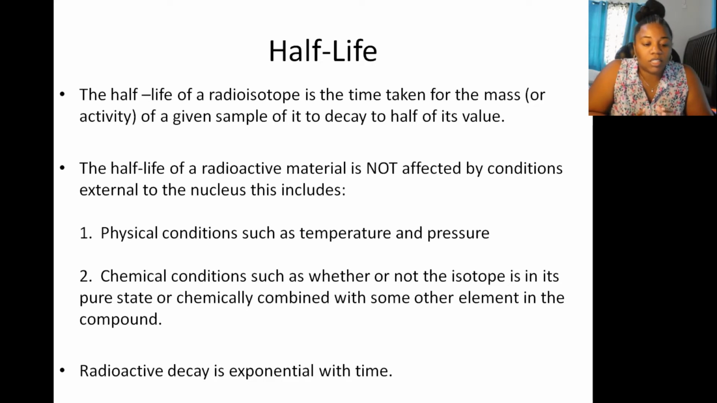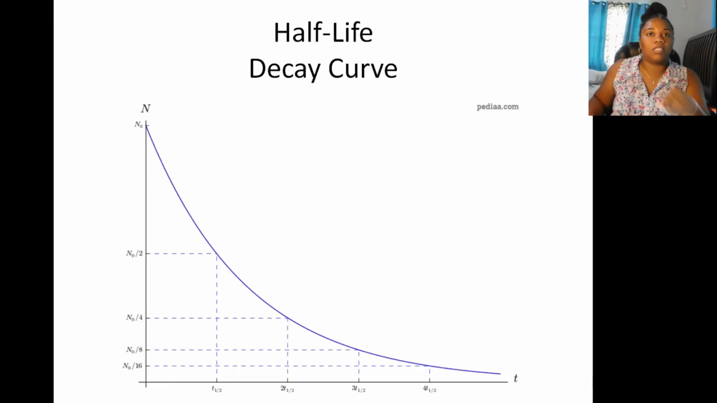Radioactive decay is exponential with time, as can be seen here with the graph. And every single experiment you execute to represent radioactive decay would produce a decay curve that looks exactly like this. However, the half-lives would be different. Right? The half-life would be different, depending on the material you're using.